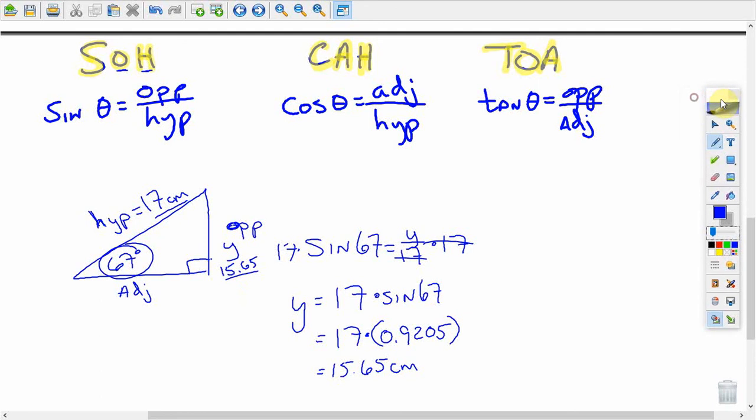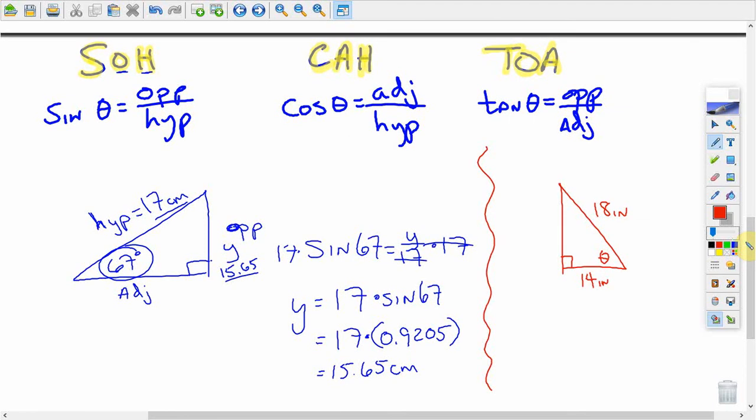Let's do one more where we have to find an angle. So I'm going to draw another right triangle like so. And we're going to solve for theta this time. And let's say that we know that this is 14 inches and this is 18 inches, and we want to solve for that theta.